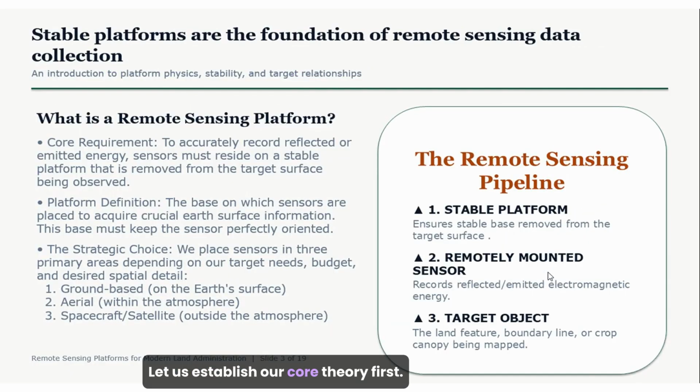Let us establish our core theory first. In remote sensing, a sensor cannot simply sit on the ground next to a target if you want a broad perspective. To collect and record the reflected or emitted energy properly, the sensor must reside on a stable platform that is removed from the target surface being observed.